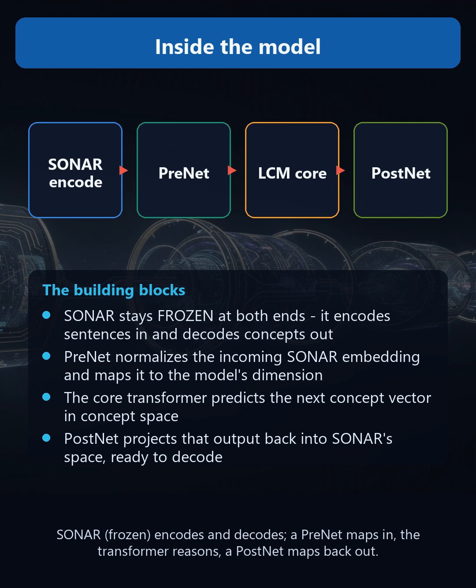Now the architecture. SONAR itself stays frozen at both ends. It encodes sentences in and decodes concepts out. Around the core transformer sit two small networks. A prenet normalizes the incoming SONAR embedding and maps it into the model's dimension. The transformer then predicts the next concept. A postnet projects that output back into SONAR space, ready to be decoded. The heavy reasoning happens entirely in concept space.